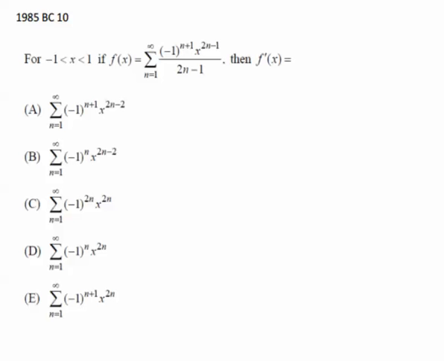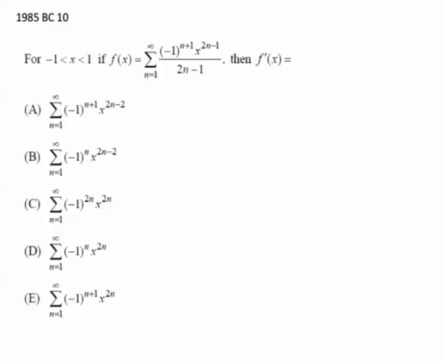1985 BC10. We have this series here, a crazy series that converges on the interval from -1 to +1 and is equal to f of x. And we're trying to find the derivative of that. Now, in the early days, what I would do is actually write out a few terms of this.